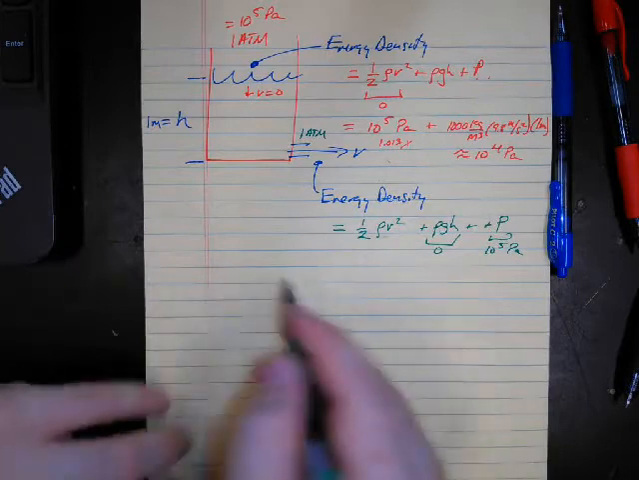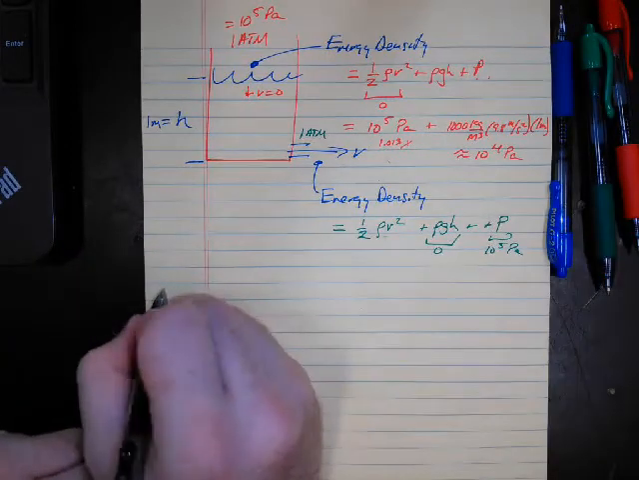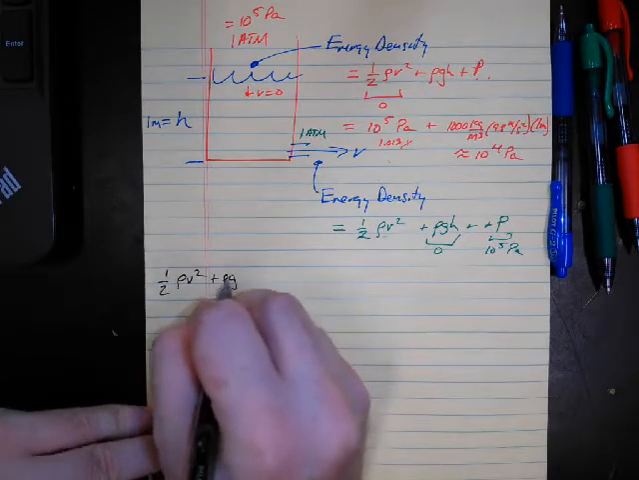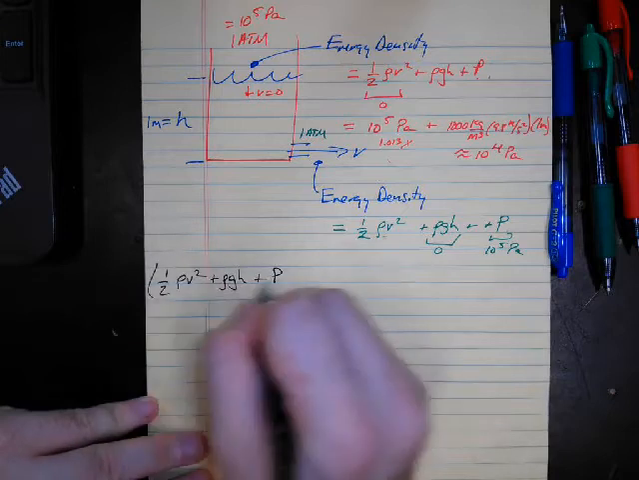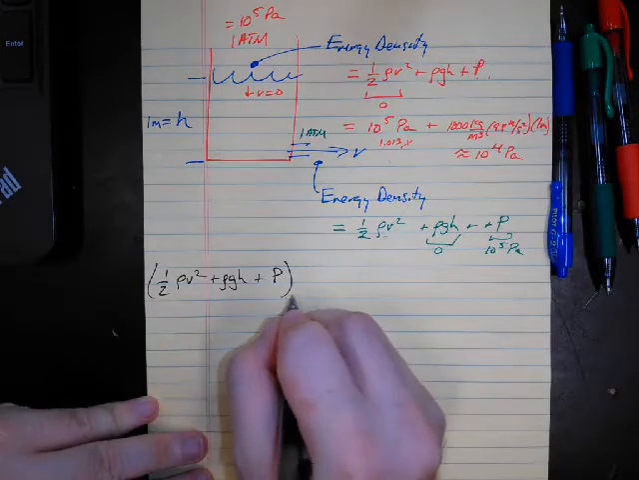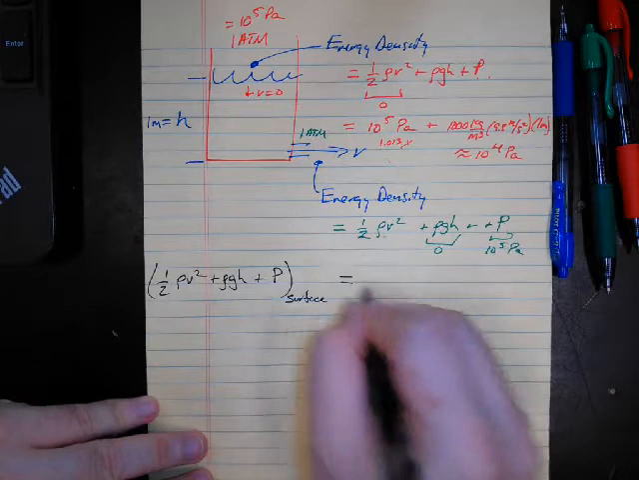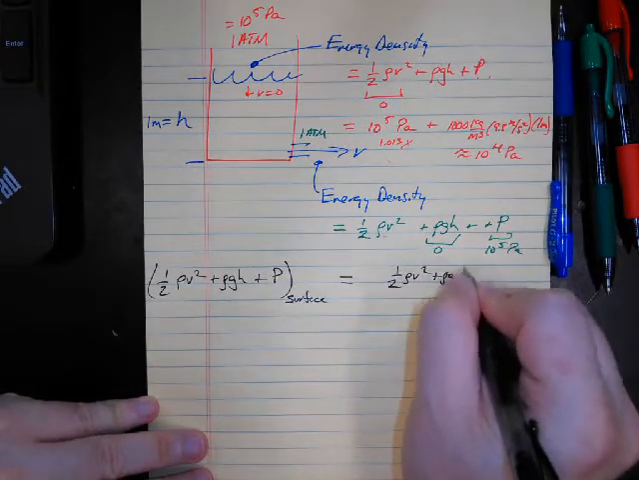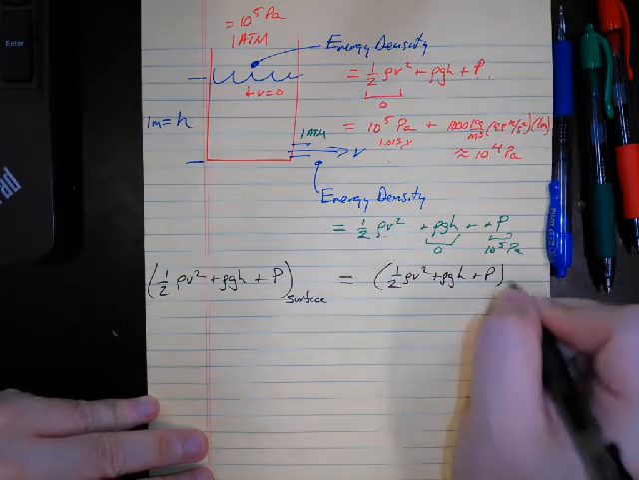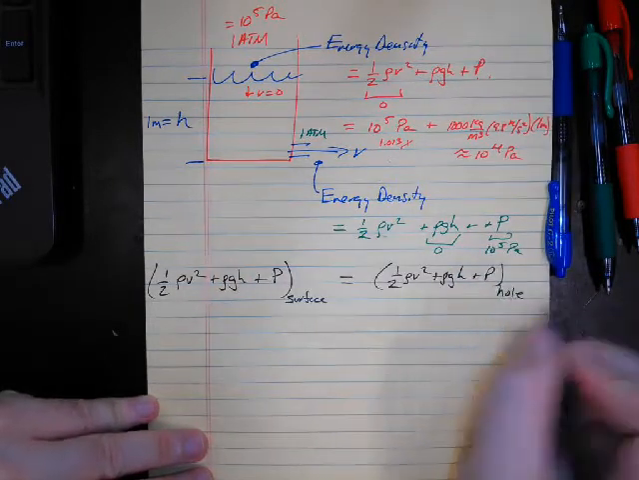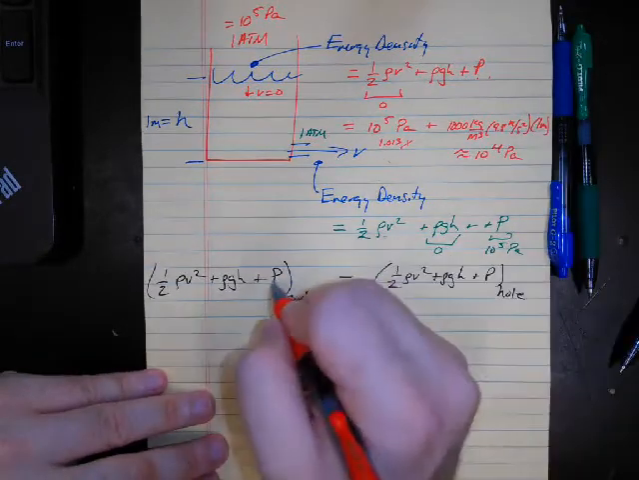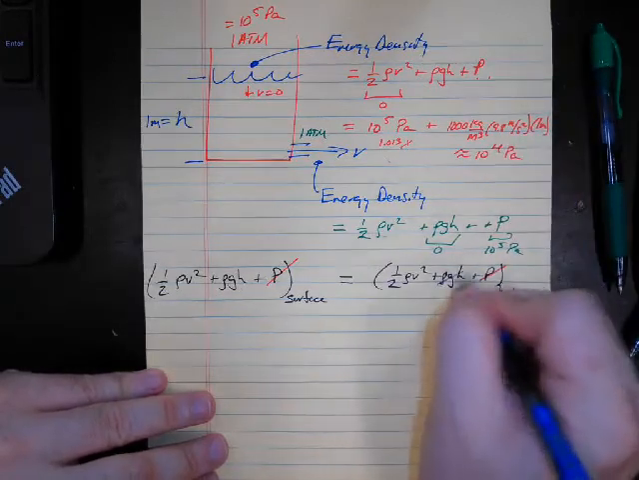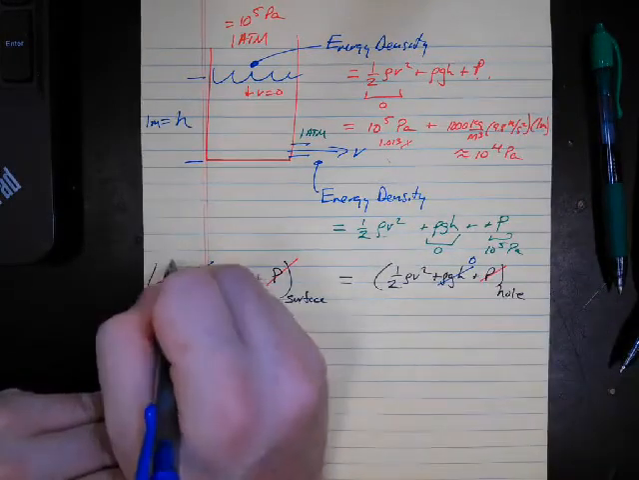So if we just write it out longhand, we'll have 1/2 rho v squared plus rho gh plus p. And so this is at the surface. That has to equal 1/2 rho v squared plus rho gh plus p. But this has to be at the hole. And so the pressures will go away because they're 1 atmosphere, they cancel out. And the height will be 0 at the hole, and the velocity will be 0 at the surface.